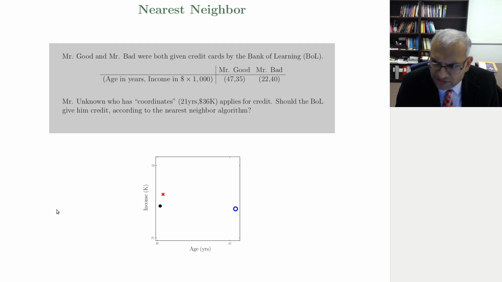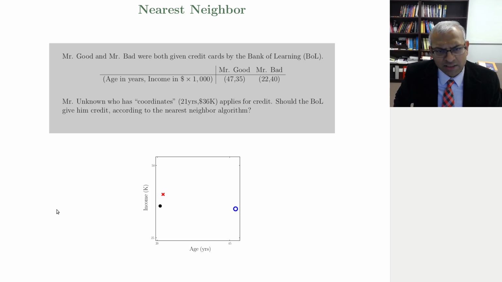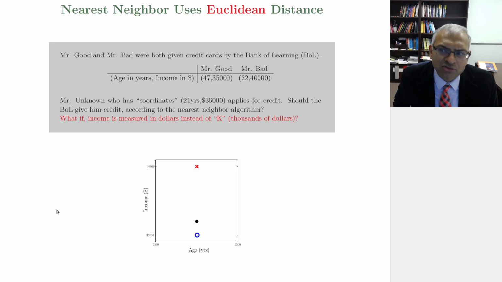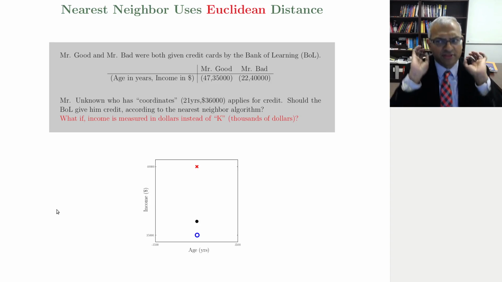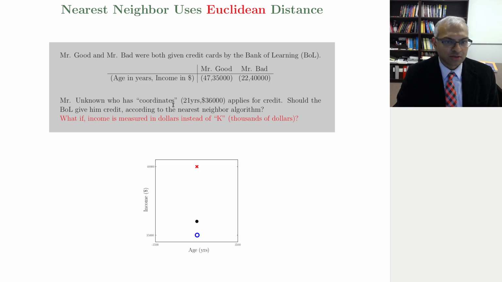And I'm now going to throw a wrench. The guy sitting next door to me, instead of measuring income in K, in thousands of dollars, measures it in dollars. So let's look at the same problem with the same people, except now the coordinates have changed. The data has changed. So Mr. Good is 47 and has income 35,000, not 35, which was in units of K, and Mr. Bad is 22 with income of 40,000. Mr. Unknown has coordinates 21 and 36,000. So let's plot this data on a picture.